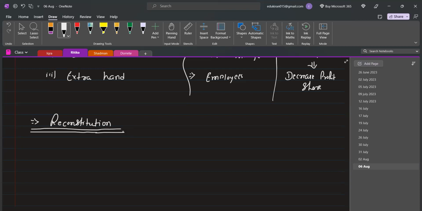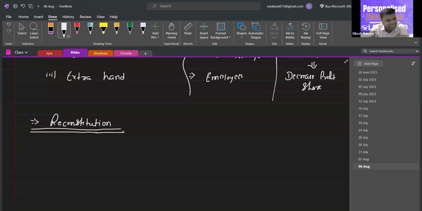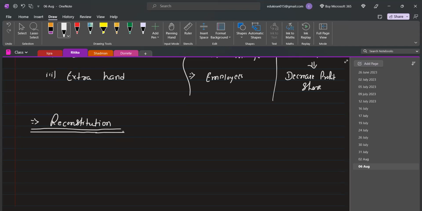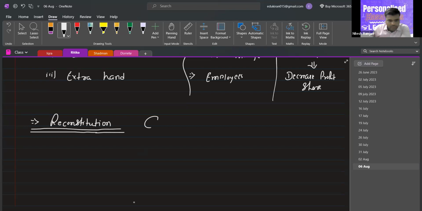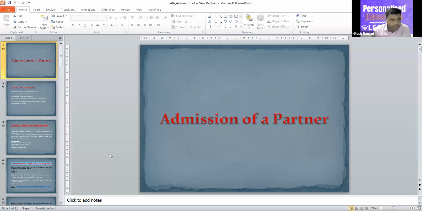Sir, I don't remember. So you remember revaluation? Yes, sir. It is a type of adjustment in case of reconstitution. Okay, so reconstitution is a situation, an event. When this takes place in the business, we have to do some adjustment, and revaluation is one of them. Okay, sir. So reconstitution means change in relationship between partners. Actually, yes.